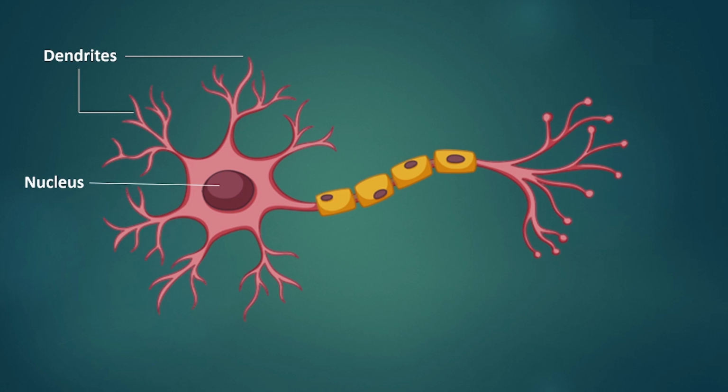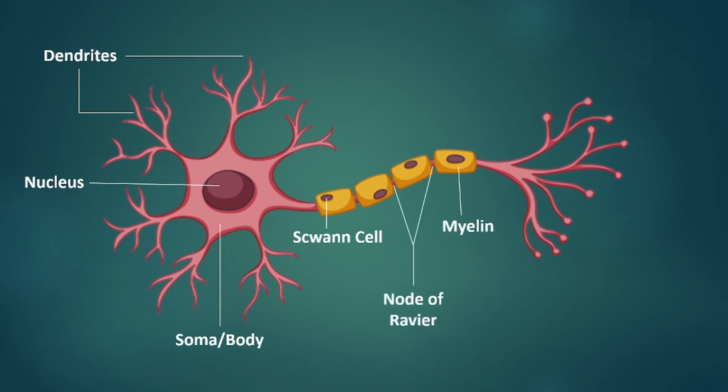This contains the genetic material of the neuron. Soma, also known as the cell body, is the core section of the neuron which maintains the neuron structure and provides energy to drive activities. Schwann cells produce the myelin sheath around neuronal axons for protection. The nodes of Ranvier are regions in the axonal membrane that are not insulated by myelin in order to facilitate rapid conduction of nerve impulses.